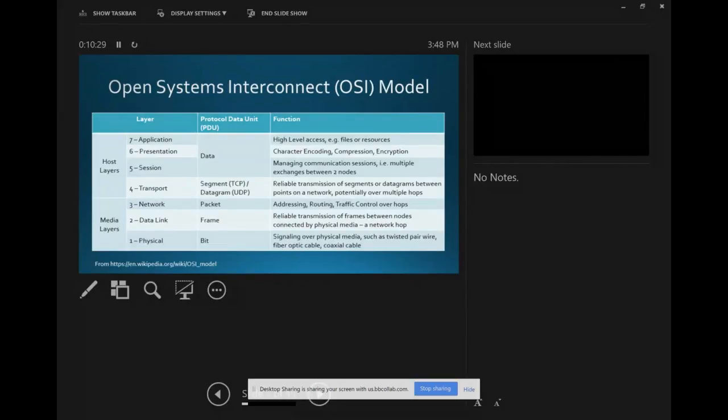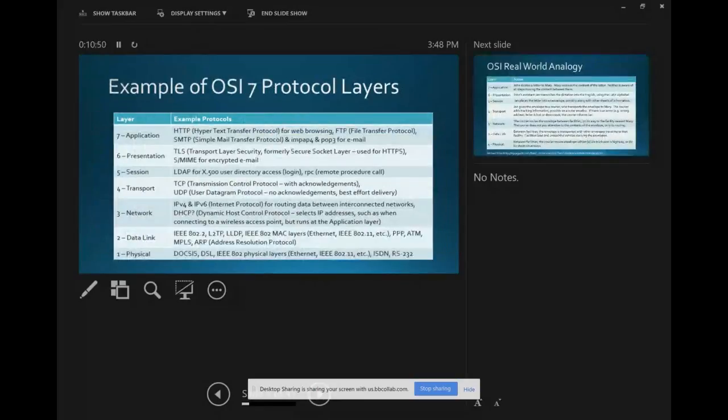Session, presentation, and application: typically at that point your message has gotten there, and they deal with the interpretation of the message and what you do with it. So session typically has to do with authorization and authentication. Presentation has to do with how the message is encoded, and the application is, well, what do you do with it?